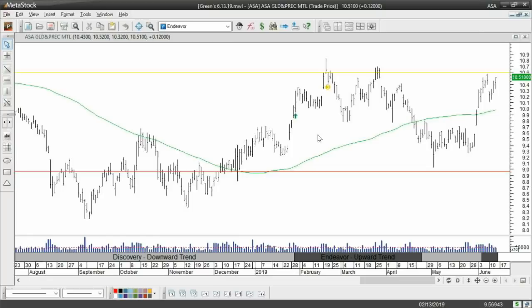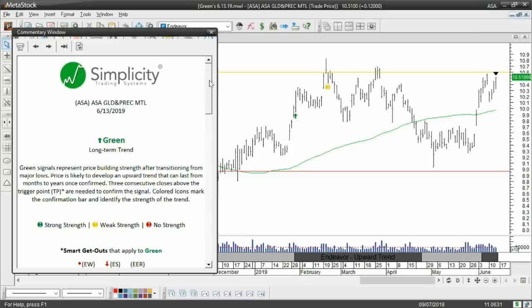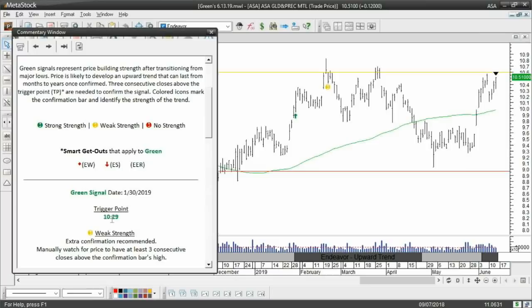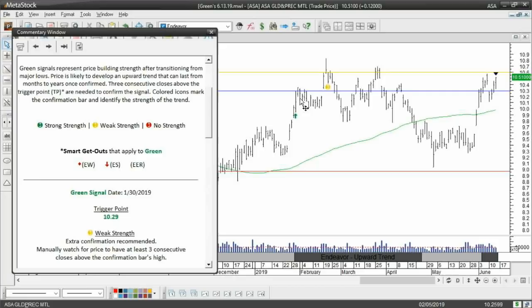But anytime you get your green long-term trend signal, first thing we do here is come up, view, commentary. We're going to scroll down. We're going to get our trigger point, 1029. I'll mark that guy in the chart, 1029. And now you can sit here and you can manually count and see when you get 3 consecutive closes above this line, or you can wait for a confirmation signal. I'll zoom in.